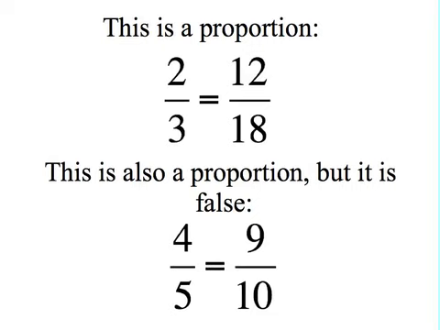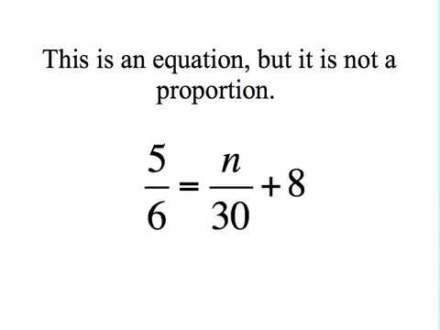This is also a proportion, but it is false. 4/5 is equal to 9/10. Turns out that 4 is to 5 is not the same as 9 is to 10. This is an equation, but it is not a proportion. On the left side of our equation is a ratio, but on the right side we have a ratio plus an integer.